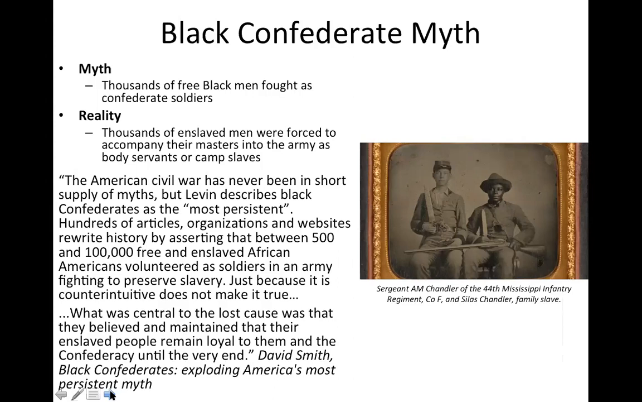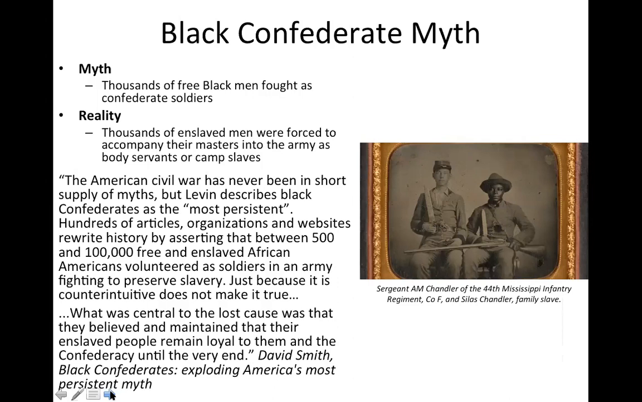There's actually a book that was recently written. David Smith wrote Black Confederates, Exploding America's Most Persistent Myth, where he spent an enormous amount of time trying to research and find any actual free Black soldiers. What he found was tons of white soldiers who brought their enslaved Black people along with them into their camps and forced them to do a lot of labor, but he couldn't find actual free Black men signing up. So I'm going to read one quote from his book.